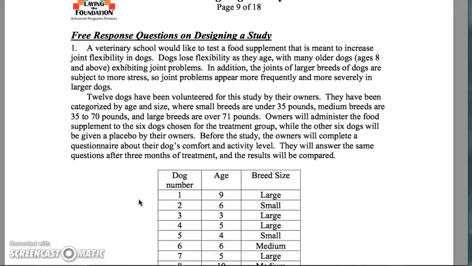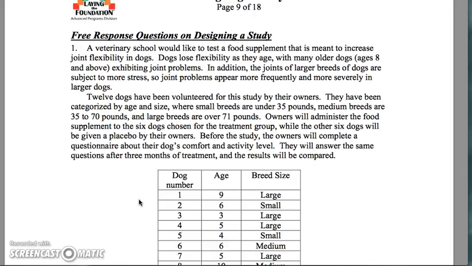Dogs lose flexibility as they age, with many older dogs, ages 8 and above, exhibiting joint problems. In addition, the joints of larger breeds of dogs are subject to more stress, so joint problems appear more frequently and more severely in larger dogs. 12 dogs have been volunteered for the study by their owners.